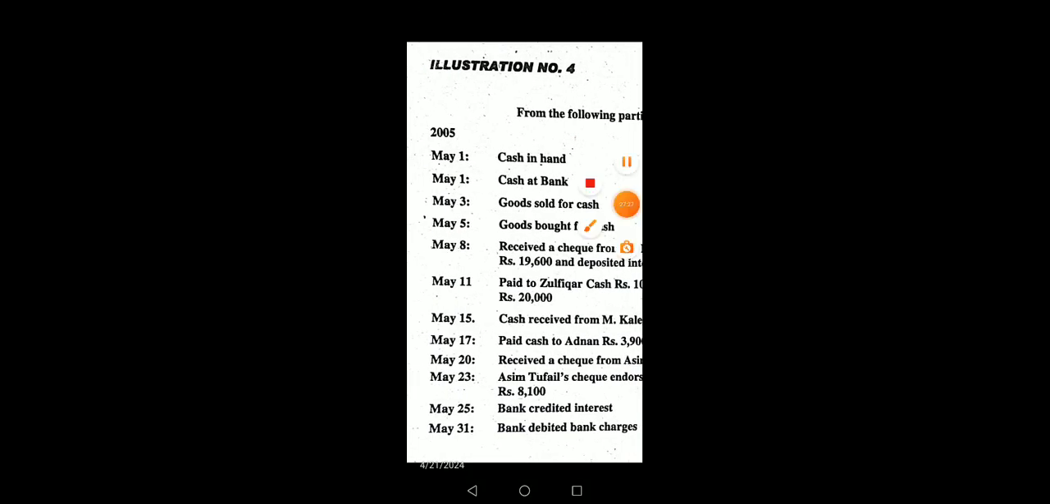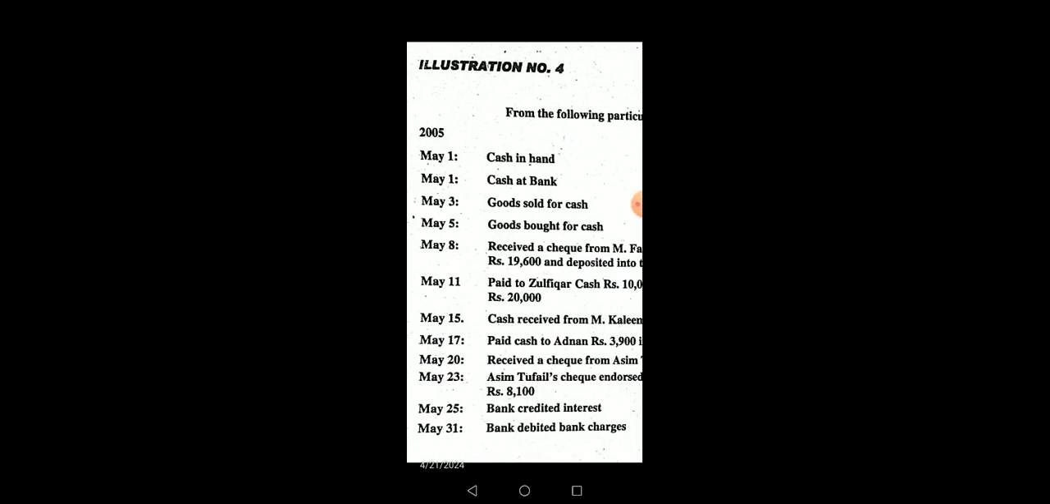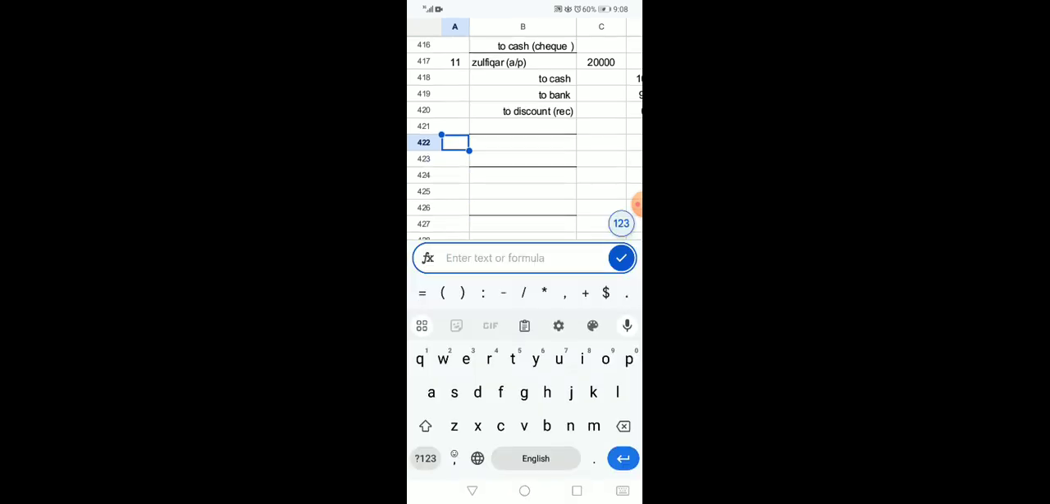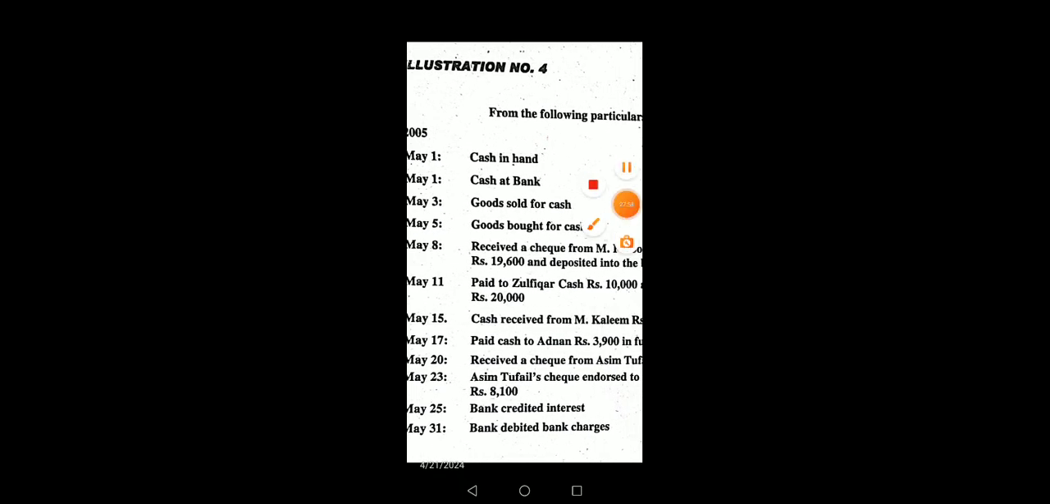And now let's see what entry number 15 is saying. Cash received from Kaleem. Kaleem again is a name. 9,800 in full settlement of his dues of 10,000. Again the same thing is coming in. You are receiving cash. First we should mention the date, that is 15. So you have received cash from Kaleem.